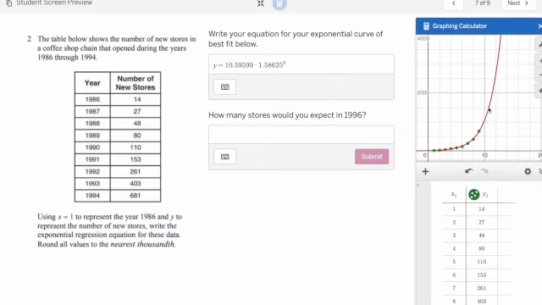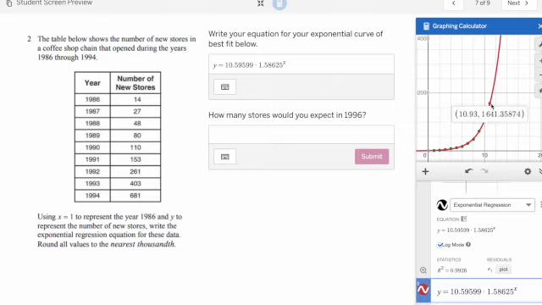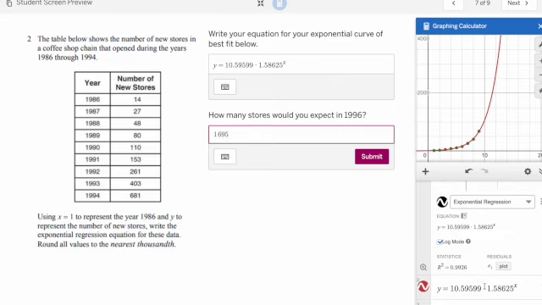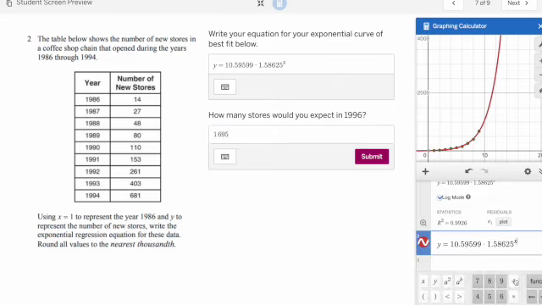So I can go to where x is 11, and the predicted number of stores is 1,695. The other way I could do it is I could take my function and replace the x with 11, and that gives you the same answer.